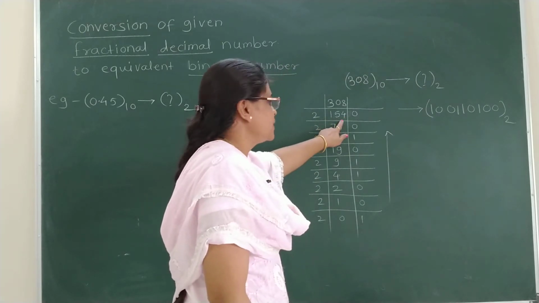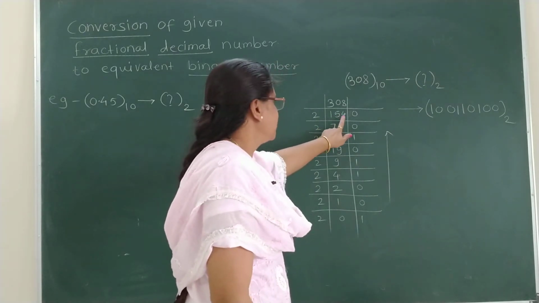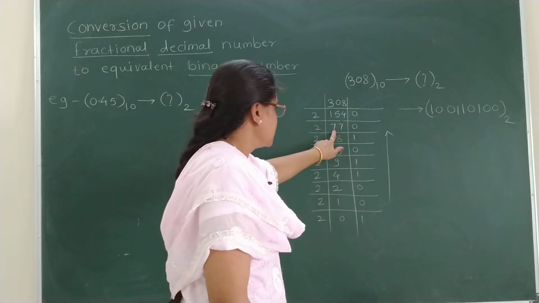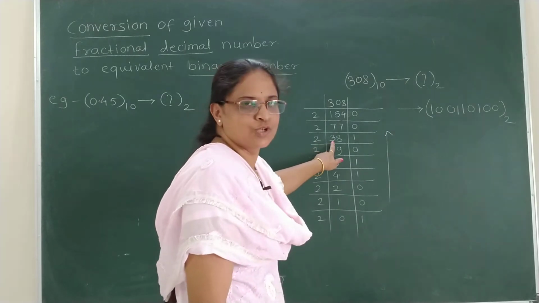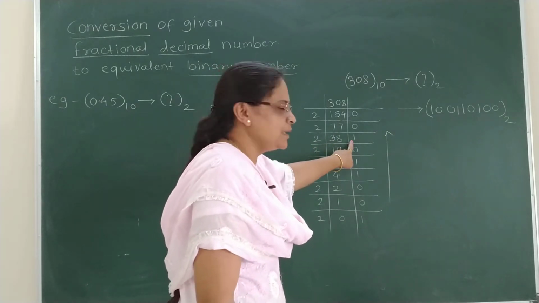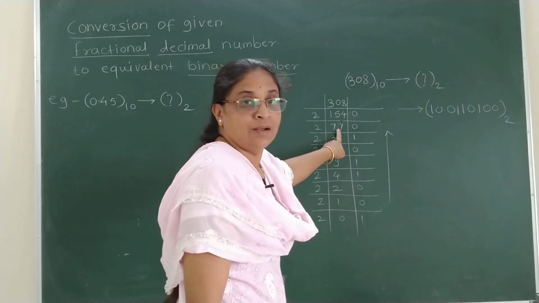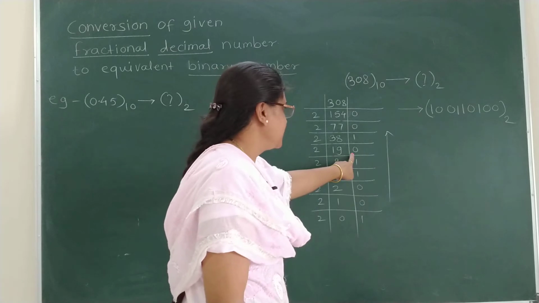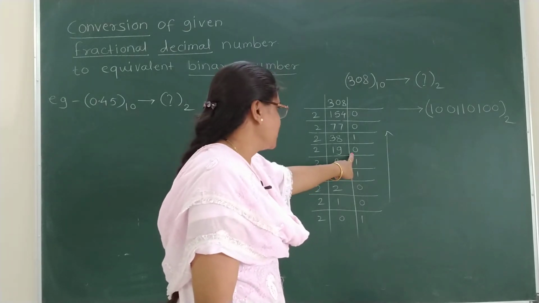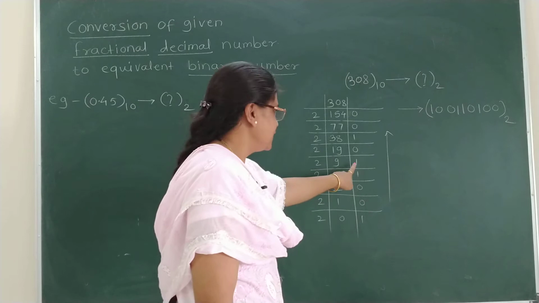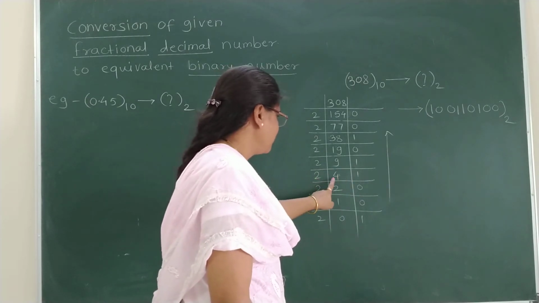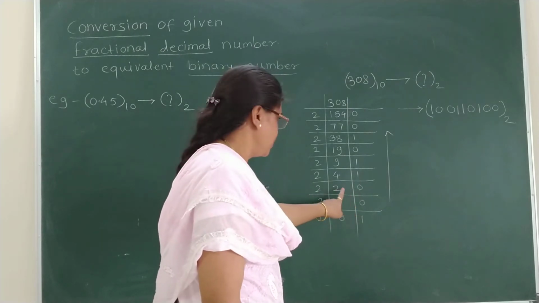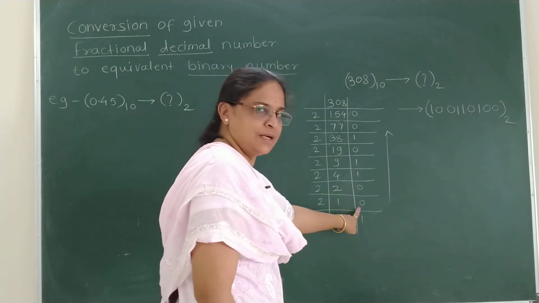So this quotient is to be divided by 2. So 154 divided by 2, it becomes 77 as the quotient, remainder 0. 77 gets divided by 2, the quotient appears as 38 and the remainder becomes 1 because this is an odd number, correct? So 38 upon 2, that becomes quotient 19. Here the remainder becomes 0. 19 by 2, 2 9s are 18, remainder 1. 9 divided by 2, 2 4s are 8, remainder 1. 4 divided by 2, 2 2s are 4, remainder 0. 2 divided by 2, quotient 1, remainder 0.